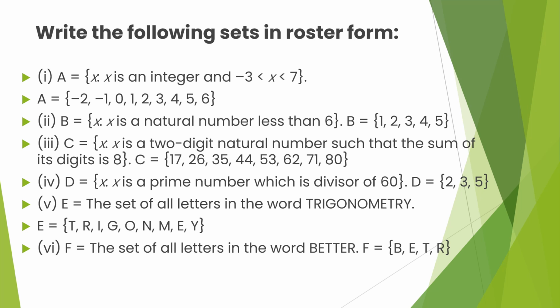E, set of all letters in the word trigonometry. Remember, if a letter alphabet is repeated, you don't write it again in the set. So E is equal to set which consists of elements T, R, I, G, O, N, M, E, Y. F, the set of all letters in the word better. Here also F will consist of B, E, T and R.